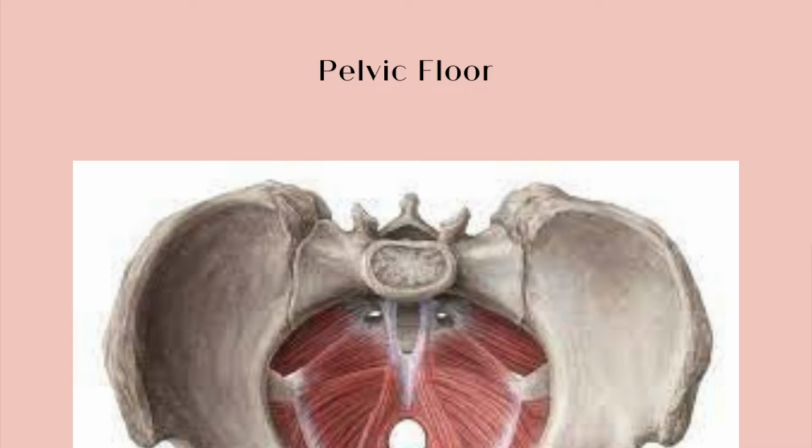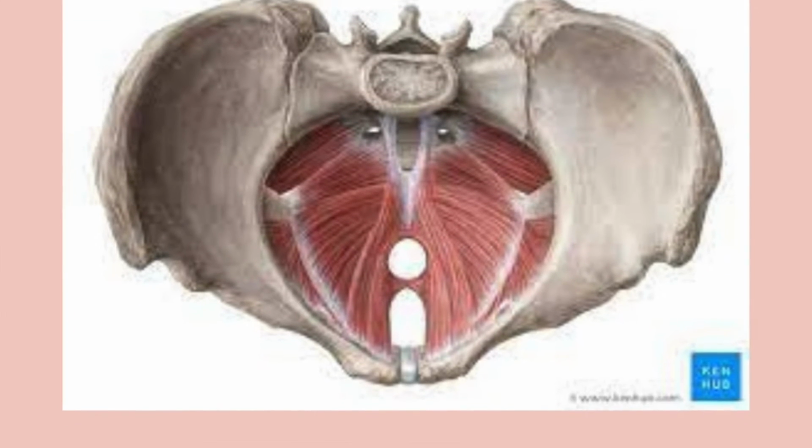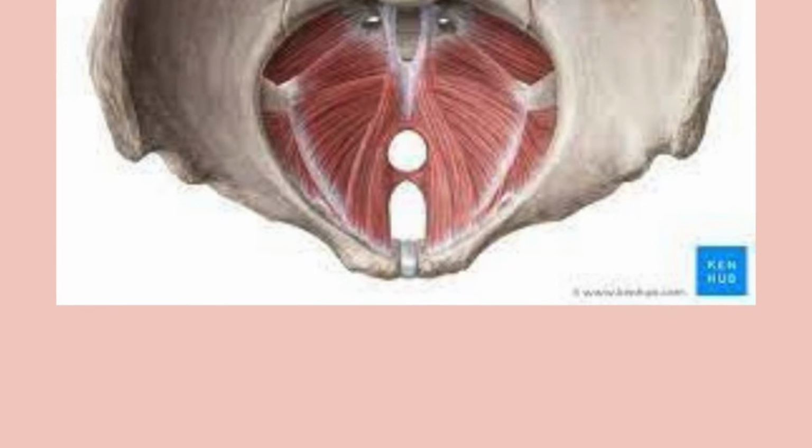Our root, our first energy center, is at the very base of the spine. This corresponds with the base of the pelvis, and this is where our pelvic floor muscles are situated. Our pelvic floor muscles work to support the pelvic organs. They work by keeping them in place and preventing any prolapse or extra movement when we're straining.